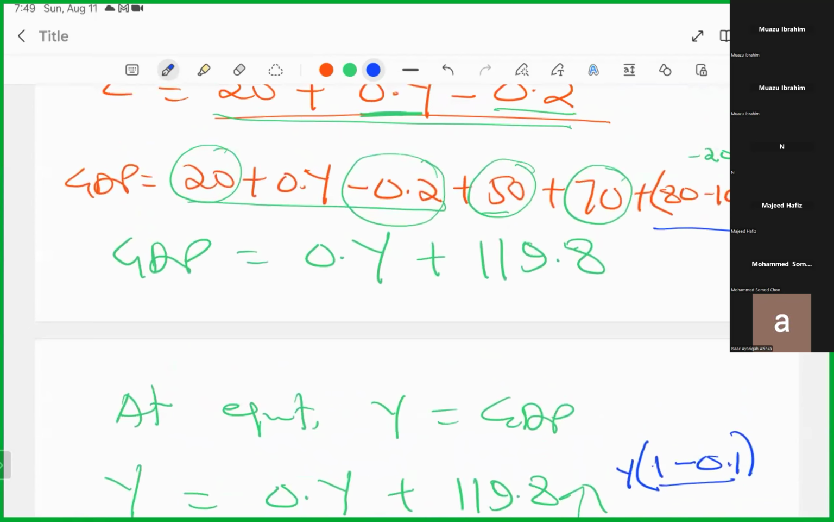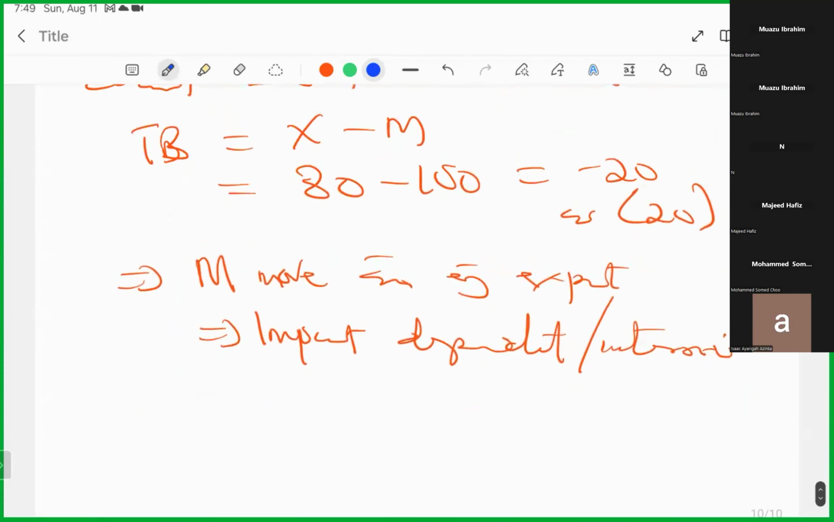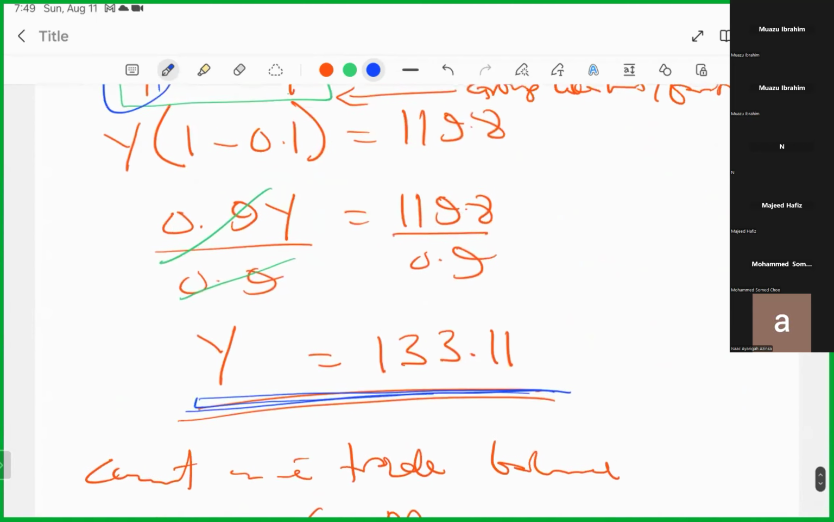So you are basically just deducting 20 from this one. Are we together? Okay. Any question? Any question? And sometimes the tax can be given as a tax rate.